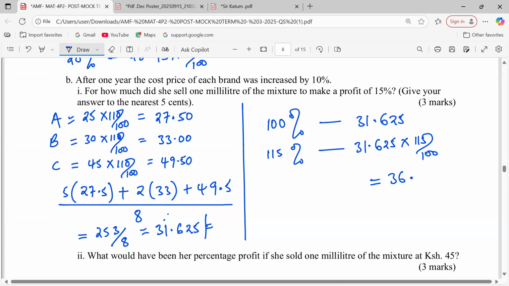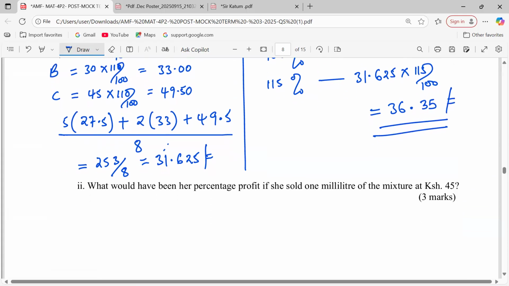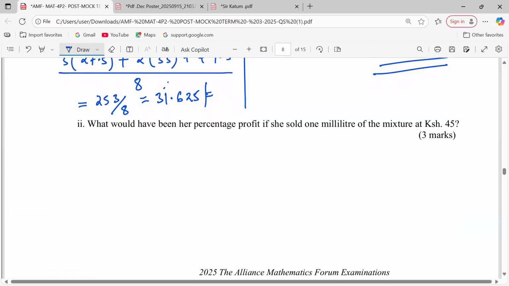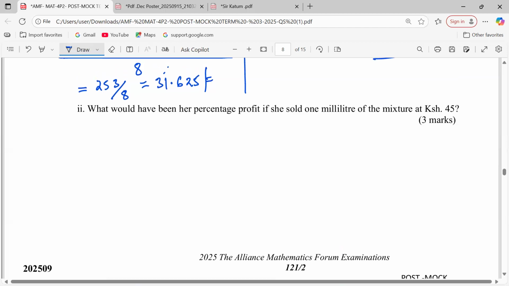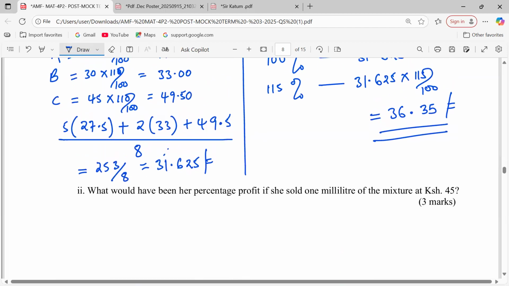36.37. But because we are advised to the nearest 5 cents, then we shall talk about 3.5 Kenya shillings. Roman 2 of part B: what would have been our percentage profit if she sold 1 millimeter of the mixture at 45? That is now in this second case.